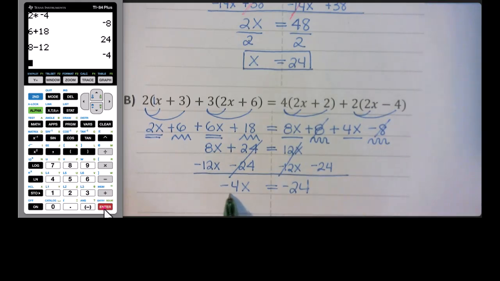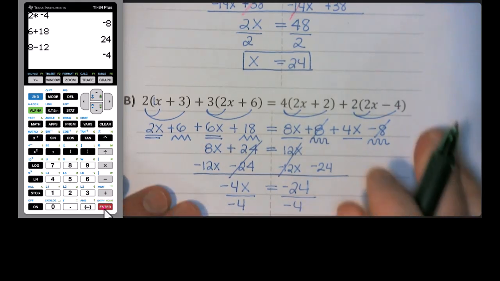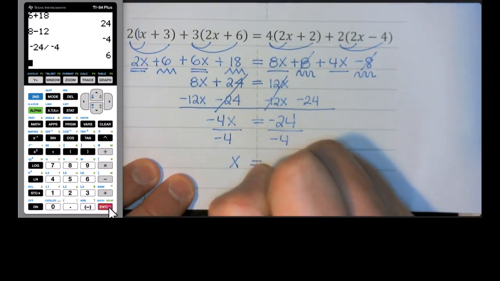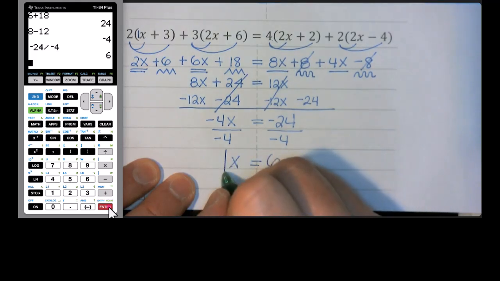Last step is to divide both sides by the number next to the letter x, which is negative 4. And if we divide negative 24 divided by negative 4, we get x equals 6. And there we go.